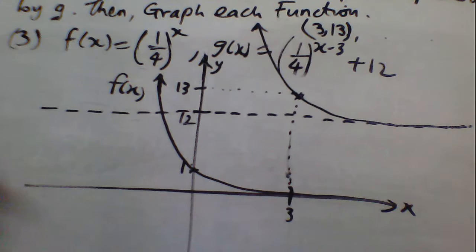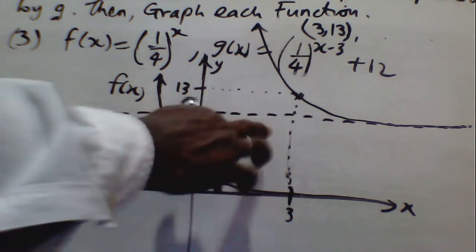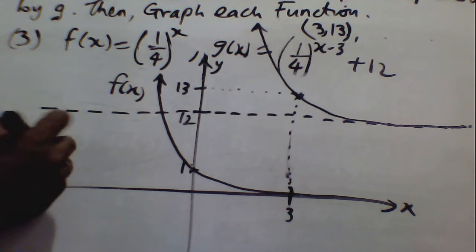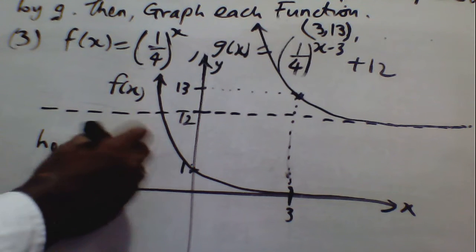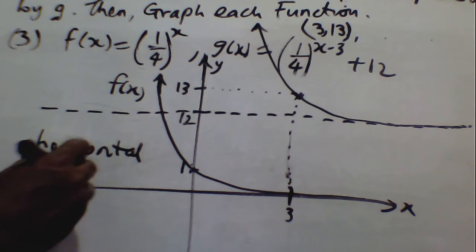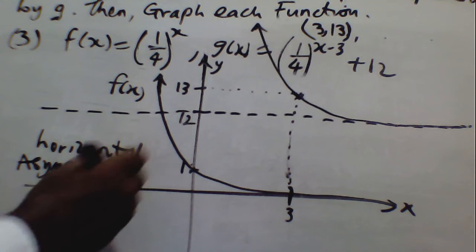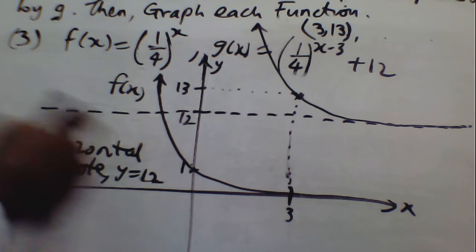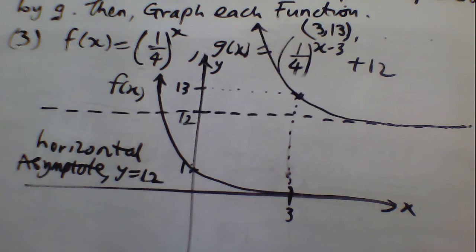So we continue. Do you have any question? In this case, the 12 is acting as the horizontal asymptote. In that case, the horizontal asymptote y is equal to 12. It occurs at y equals 12. That is the horizontal asymptote for g of x.